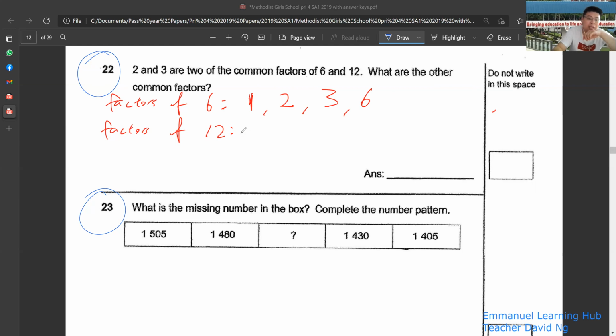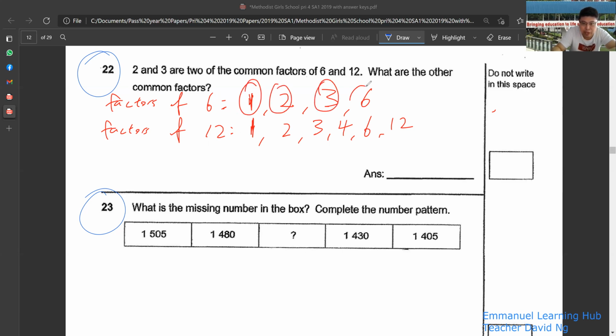How about factors of 12? Starting from 1 again. 1 is confirmed a factor. Then followed by 2, followed by 3, followed by 4, followed by 6. You list out in ascending order, then it's easier to compare. Then followed by 12. Okay, 1, 2, 3, 4, 6, 12. Understand? Then which one is the common factor?